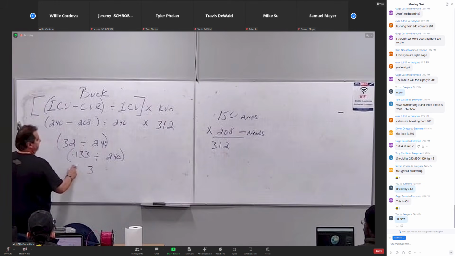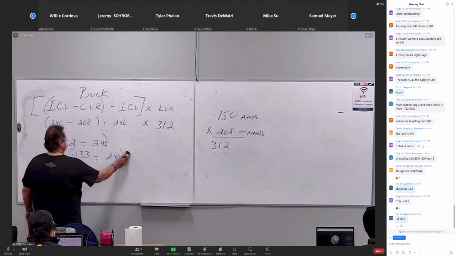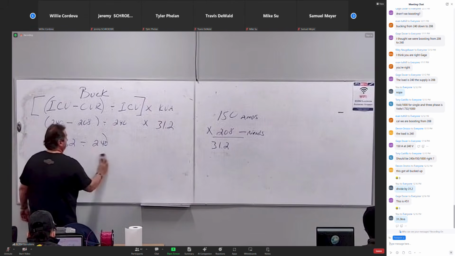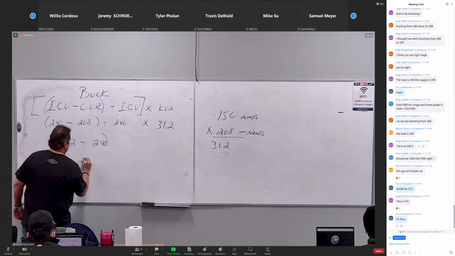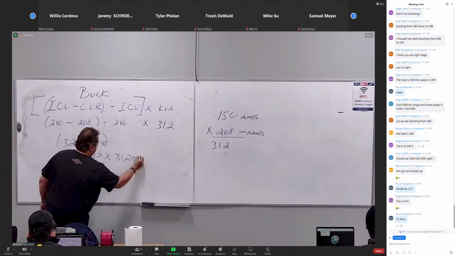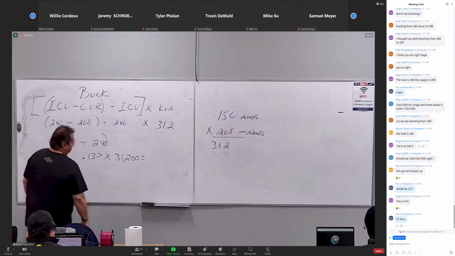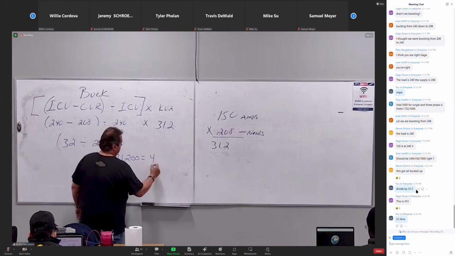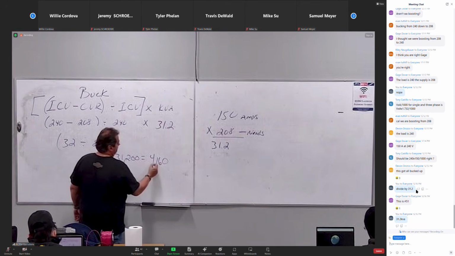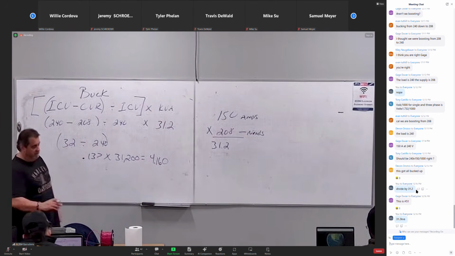You're right, it's divide. 240 into 0.133. So 0.133 times 31,200. That's going to give me my KVA. 4,160, sorry. In other words, that would be 4.16, so we need a 5 KVA transformer. Okay.